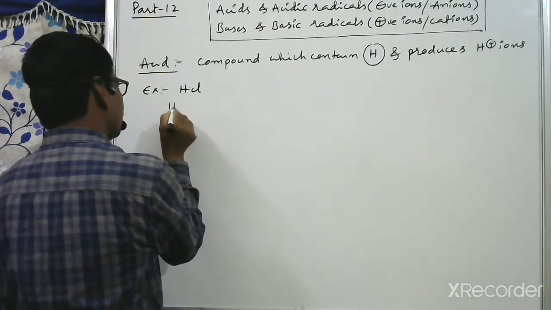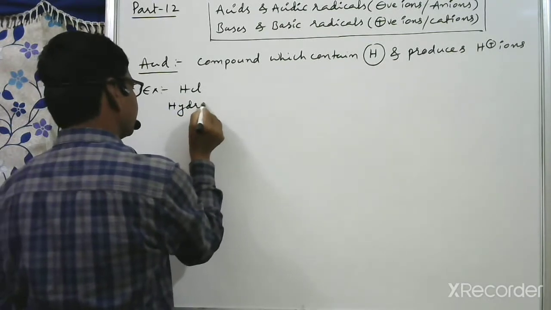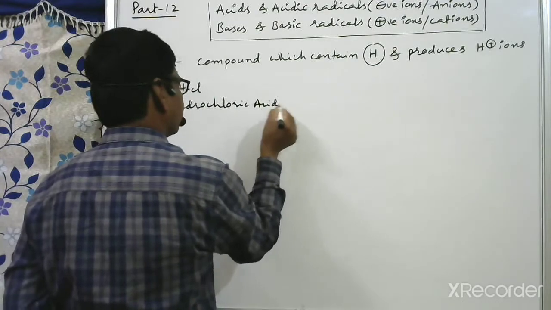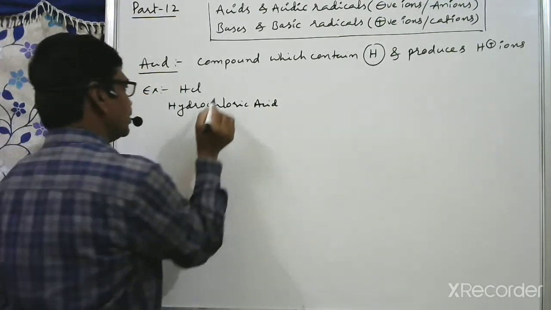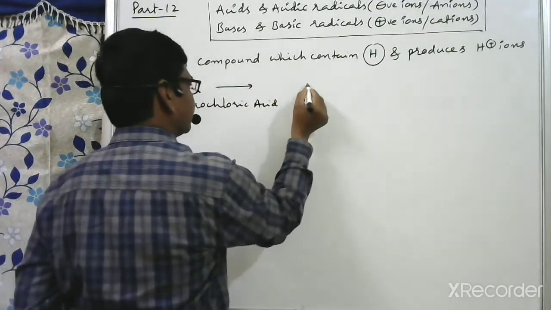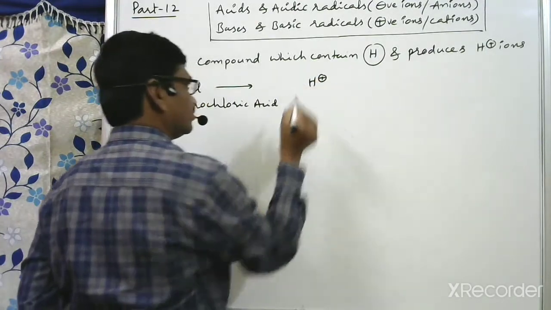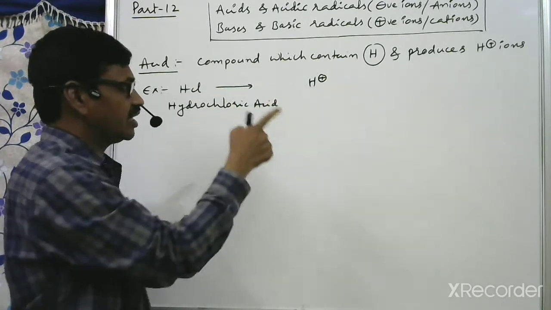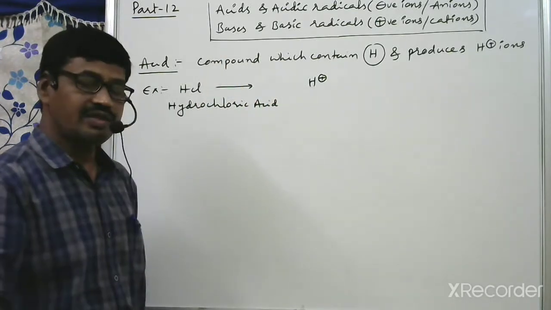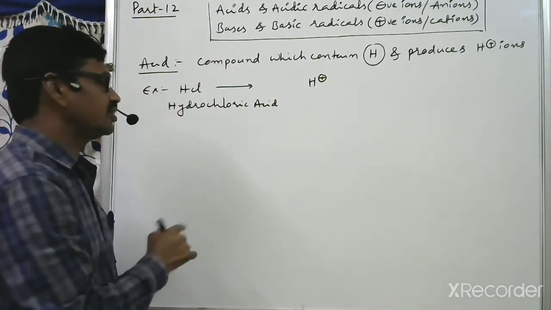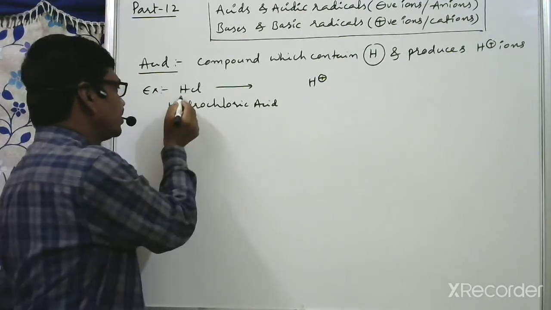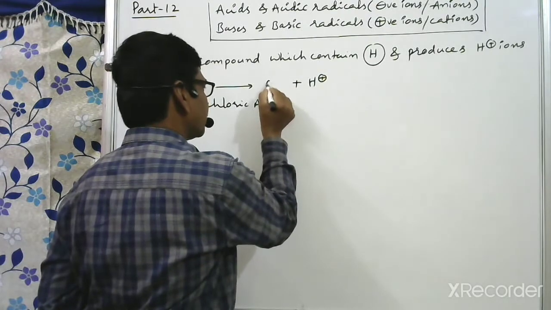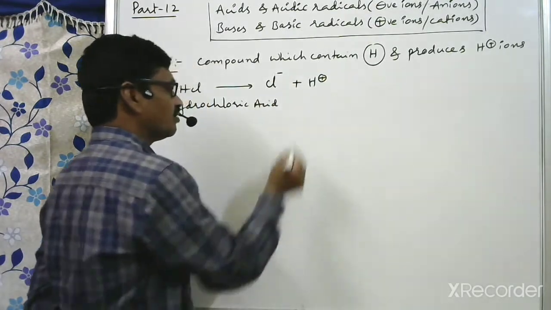This is hydrochloric acid. So whenever it loses H plus ion, it contains hydrogen. As per this definition, a compound which contains hydrogen and produces H plus ions is nothing but an acid. So here this is HCl. It contains hydrogen and it can produce H plus ion and forms Cl minus ion along with H plus ion.